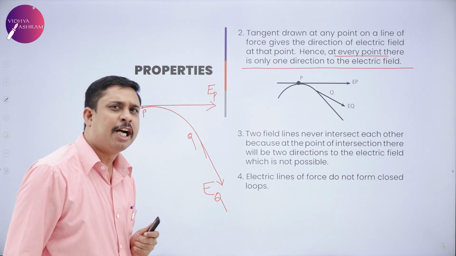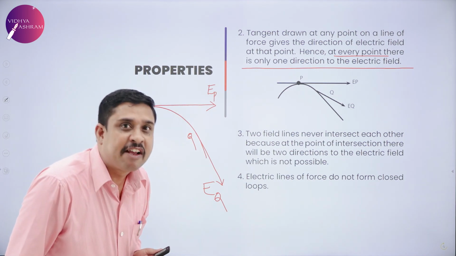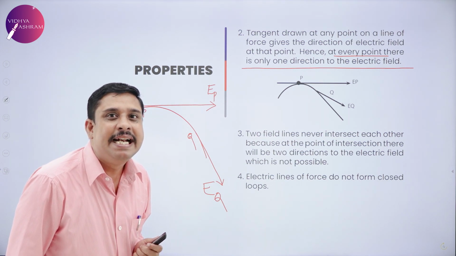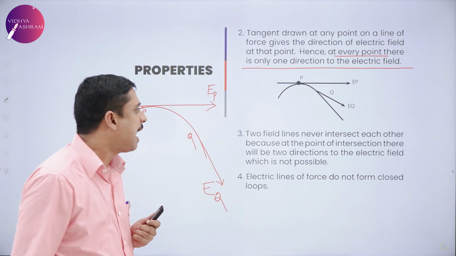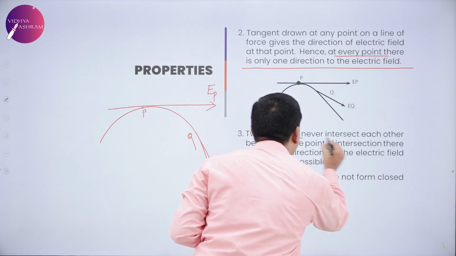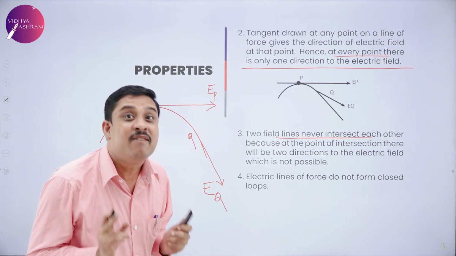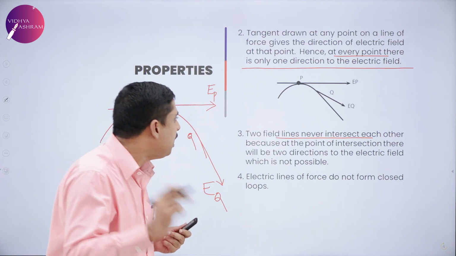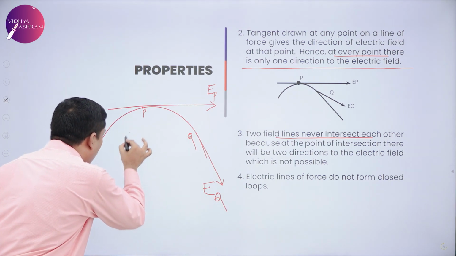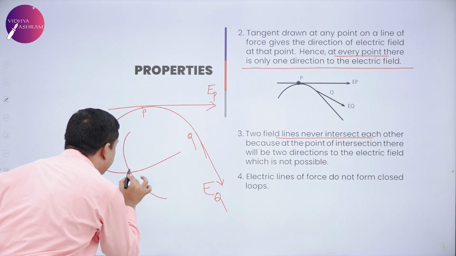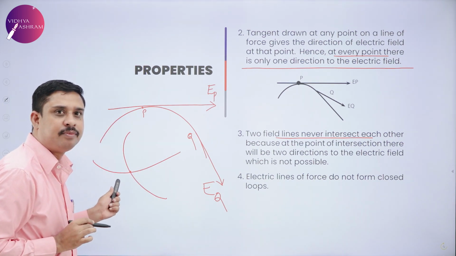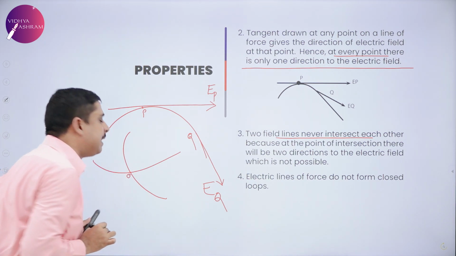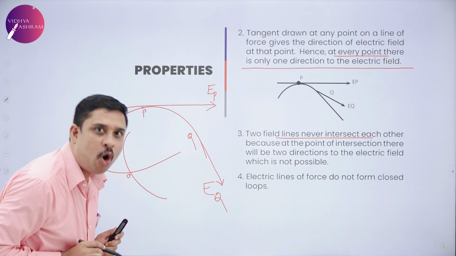Now, the third property is interesting. Do electric field lines cross or intersect each other? The answer is no. Two field lines never intersect each other. Why? What is the reason? Now, suppose two field lines are intersecting each other, this is the first line, this is the second line, and they intersect at the point O.